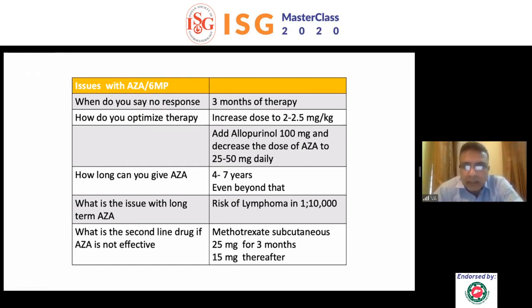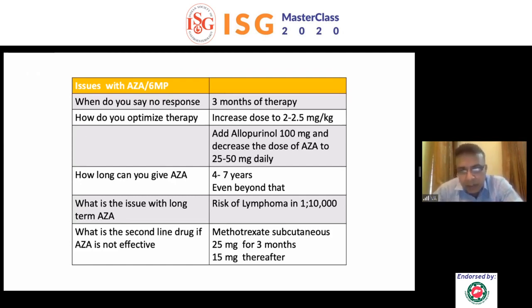How do you optimize therapy if the patient is not responding? Increase the dose up to 2 to 2.5 milligram per kg. Or even if you do not have metabolite levels, you can add allopurinol 100 milligram and decrease the dose of azathioprine to 25 to 50 milligram. How long can you give azathioprine? 4 to 7 years, even beyond that.